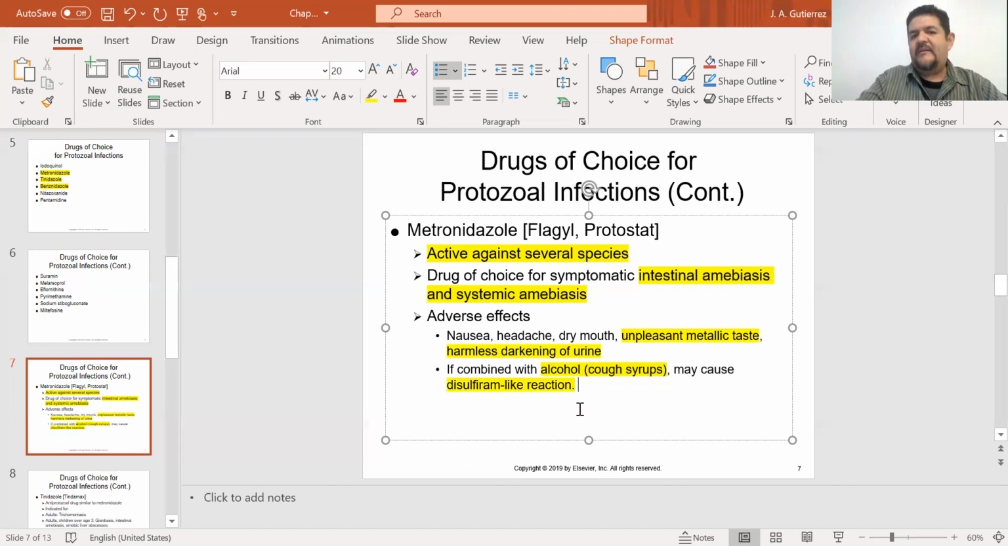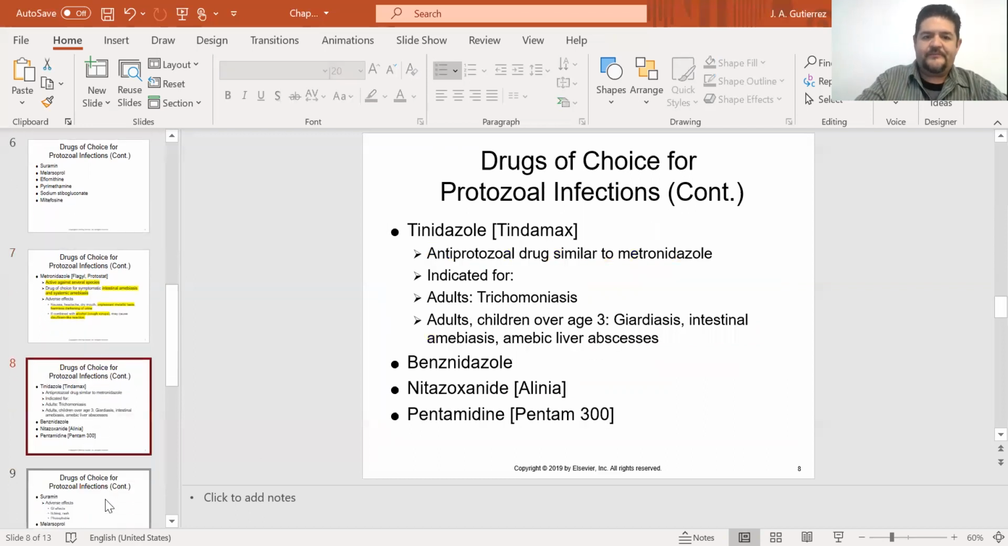So the same thing happens with metronidazole. Metronidazole, when it's mixed with alcohol, the patient will have severe headaches, nausea, and vomiting. So that's a highlight regarding patient teaching.